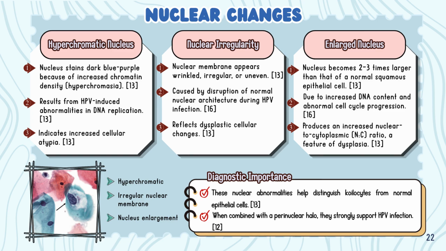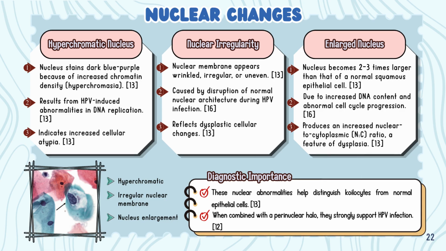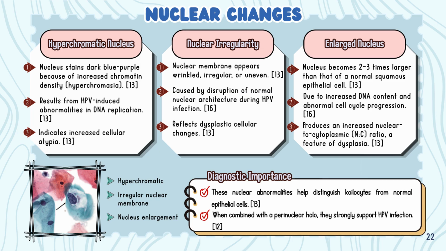Lastly, the nucleus becomes enlarged, usually about 2 to 3 times larger than a normal squamous cell nucleus. This is caused by increased DNA content and abnormal cell cycle progression, resulting in an increased nuclear to cytoplasmic ratio, which is another feature of dysplasia. Together with the perinuclear halo, these nuclear changes strongly support the diagnosis of HPV infection.